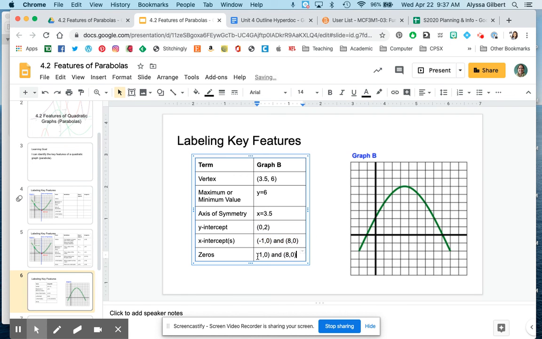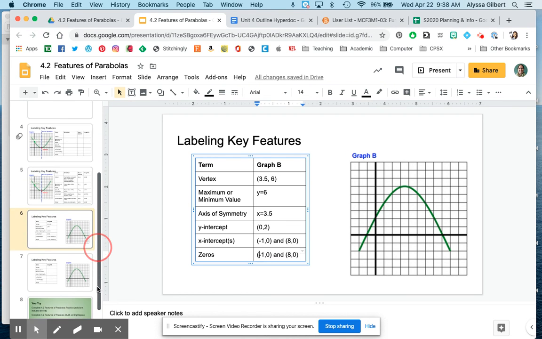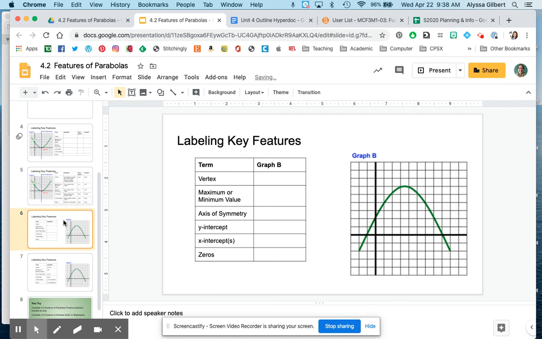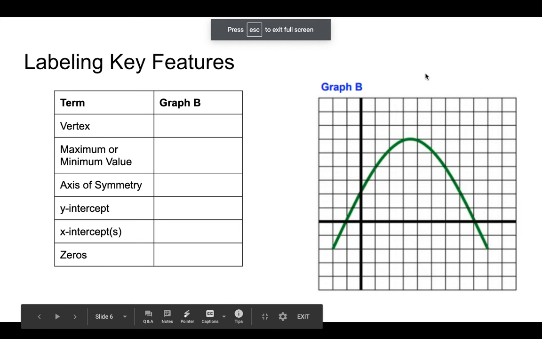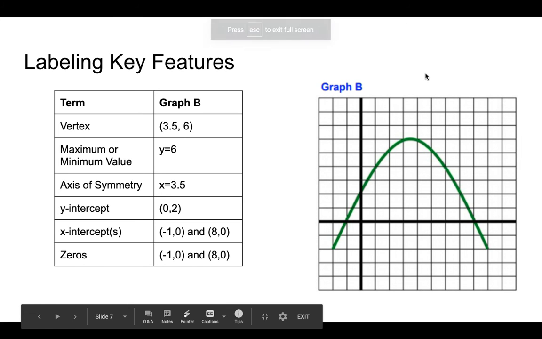Why is it called zeros? Well, it's called that because the y values are 0. Okay, so there are a couple of examples for you. Oops, I did that on the wrong one, so I'm just going to move those. Okay, so let's present that just so we can see that again. There are the solutions for that.